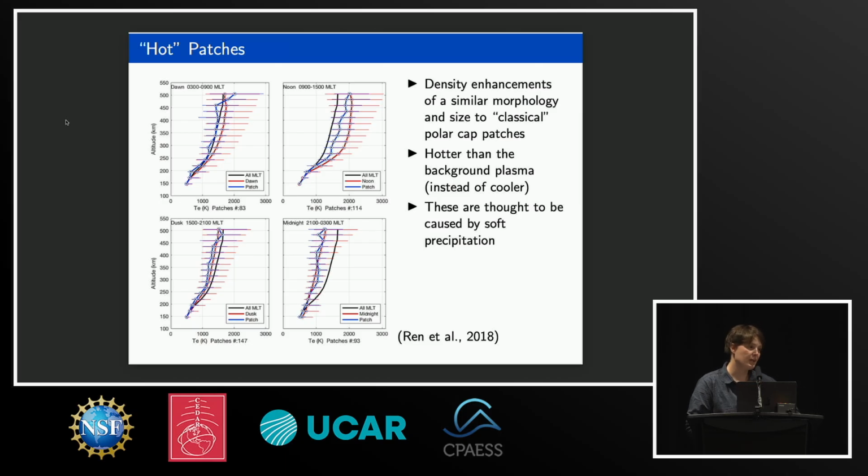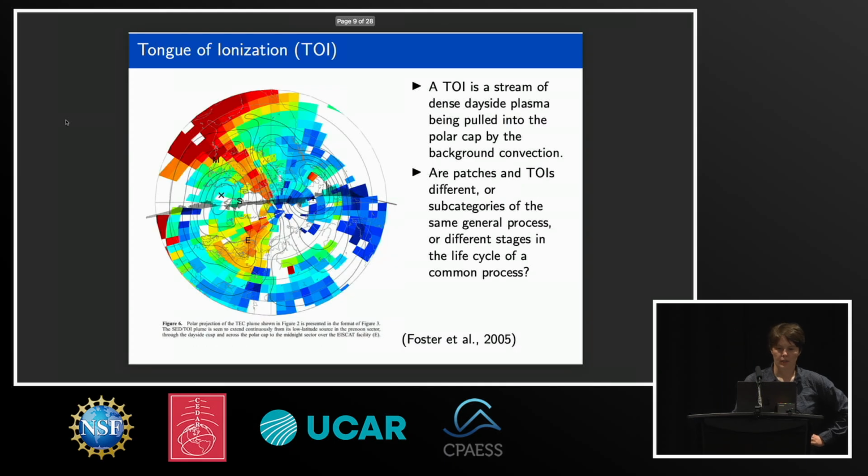There's a concept of hot patches, which are patches that are formed instead by soft precipitation and therefore have a higher temperature than their surrounding plasma rather than a lower temperature. There's a tongue of ionization, which is a continuous stream of plasma that is brought from the day side to the night, brought into the polar cap. And I think Roger showed some results last year that really raises the question of, well, are patches actually a distinct thing from a tongue of ionization, or are they just a very specific view of a tongue of ionization? And do any kind of slicing mechanisms, are they practical?